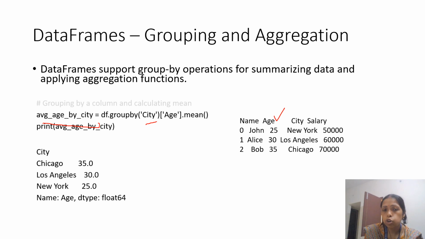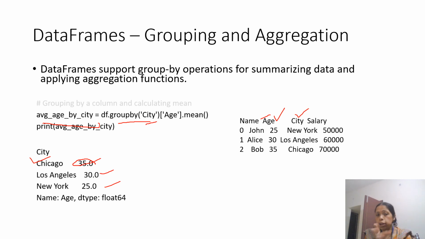So group wise you are doing this, the column name you are passing through groupby. This is a function, that's why the first bracket is there. Inside the first bracket I write the city, and I am doing the operation on the particular column, that's why in the square bracket age.mean you have to write. Then city wise, for Chicago if there is only one value, the mean is the same as that one value, 35. Los Angeles the mean value is 30. New York the mean value is 25.